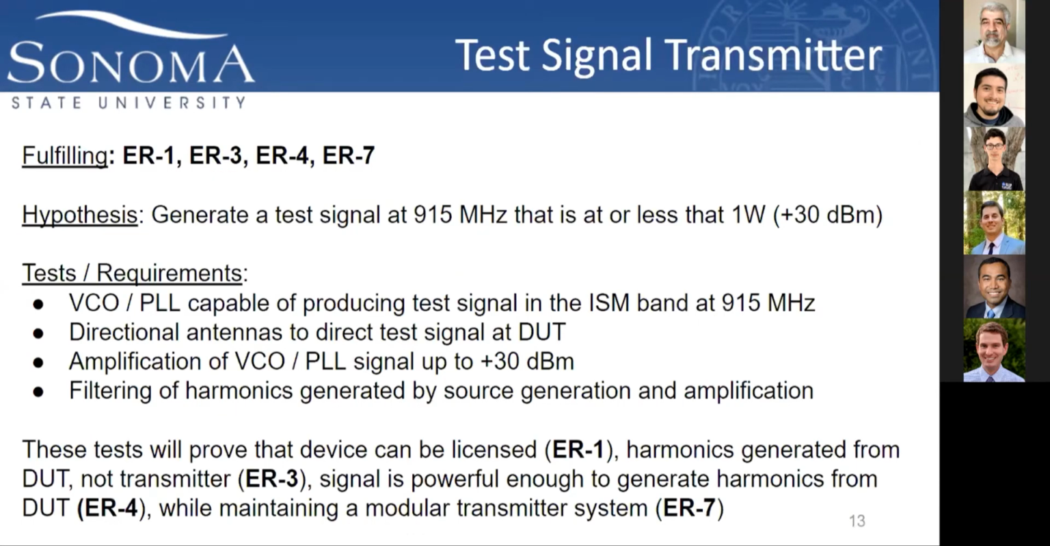So for our first test, we need to generate a signal. To do that, we chose 915 megahertz, which is one of the frequencies in the ISM band. The ISM band is basically a band that the FCC has allocated that you don't need a license for. If you used some other frequency, you would need to license it, and that would raise the cost. And so our test was to generate 915 megahertz at or under 1 watt, which is the allowable power.